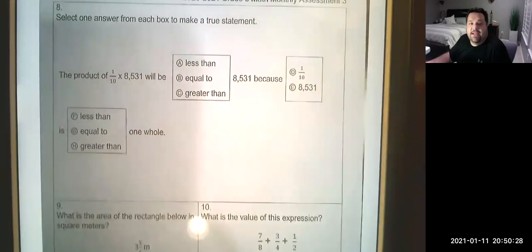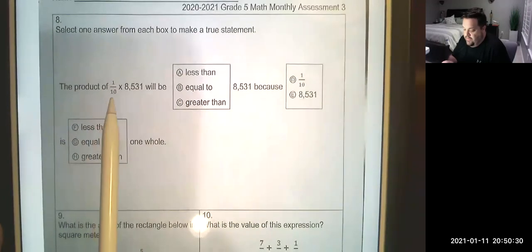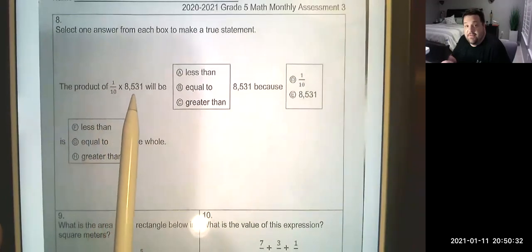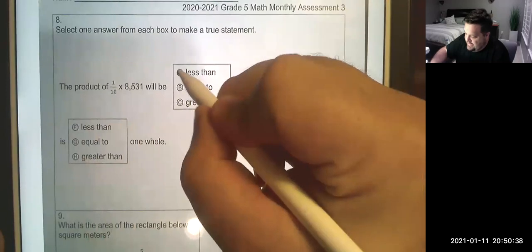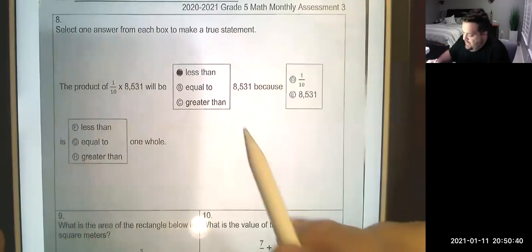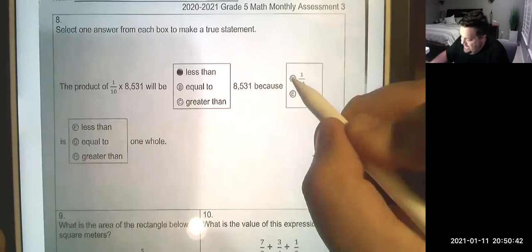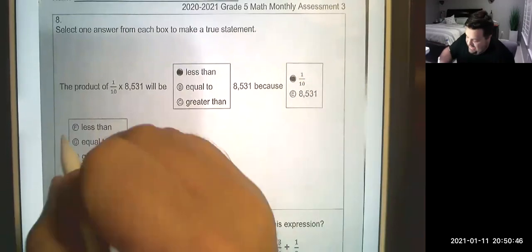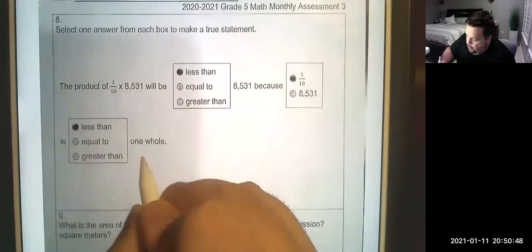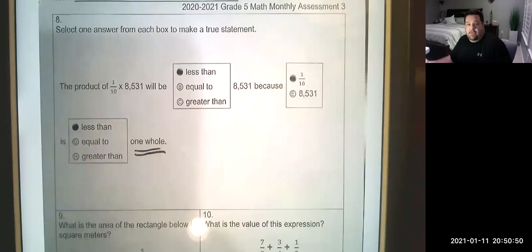Select one answer from each box to make the statement true. The product of 1/10 times 8,531. This is the rule. You've got to remember the rule. It always gets less than. Less than. That is because 1/10 is less than one whole. Those are the key words, right?